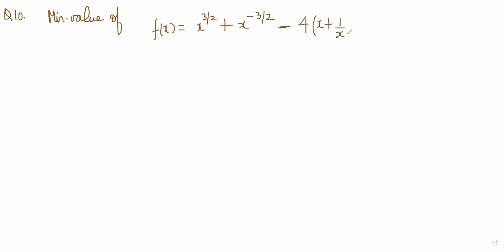The next one is the minimum value of f of x is equal to x power 3 by 2 plus x power minus 3 by 2 minus 4x plus 1 by x. What is it?